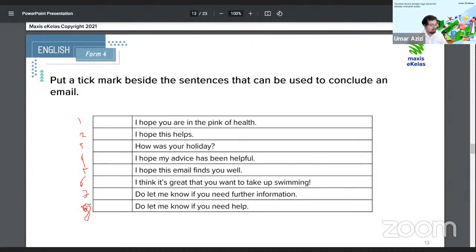Just give me the number and say yes or no. So like 1, I hope you are in the pink of health. Yes or no? 2, I hope this helps. Yes or no? 3, how was your holiday? Yes or no? Number 4, I hope my advice has been helpful.